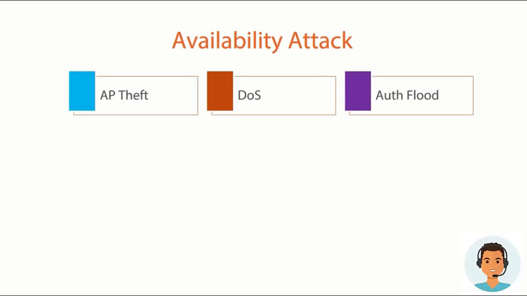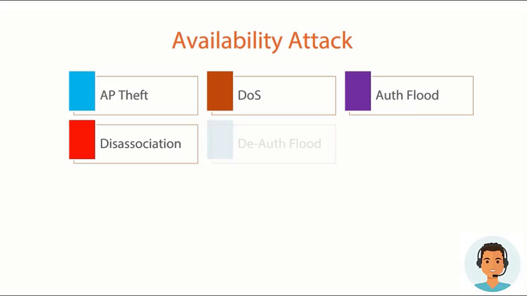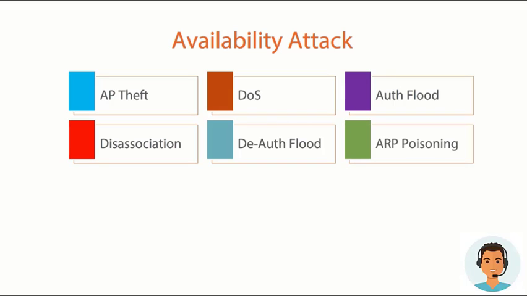Another type of availability attack would be a disassociation attack. This is where we basically go and just totally destroy the connection between the client and the access point and make the access point totally unavailable. Another type would be a de-authentication flood. This is where we flood clients instead of the access point with forged de-authentication or disassociation frames to disconnect them from the access point. Another type is ARP poisoning.